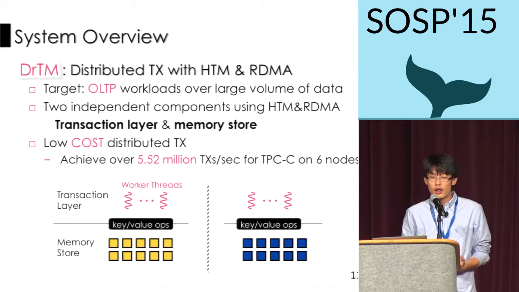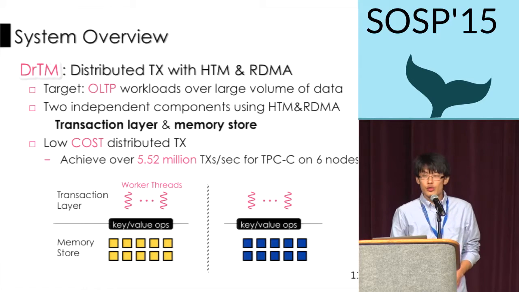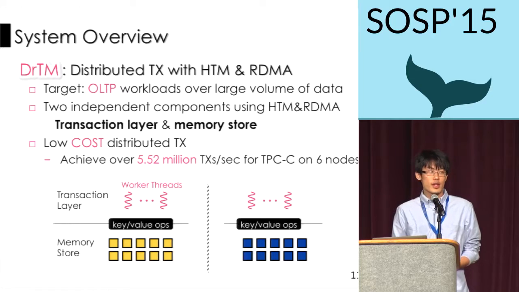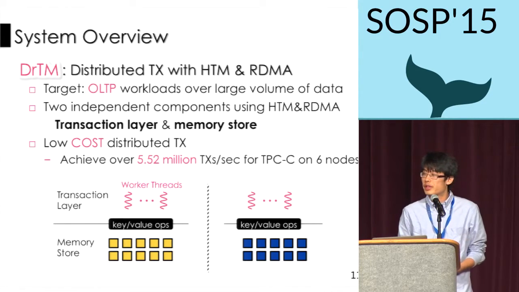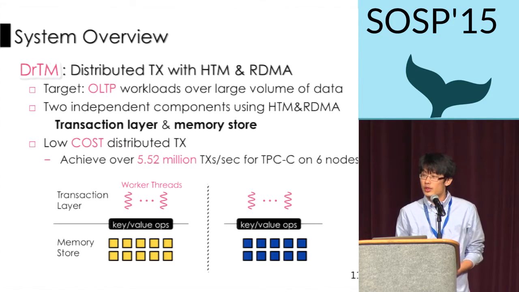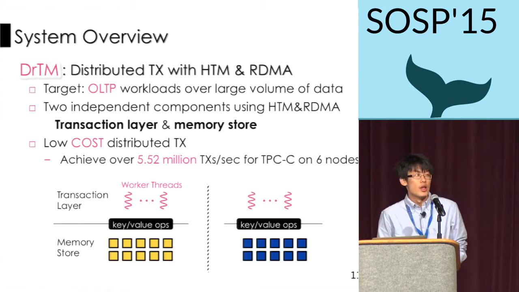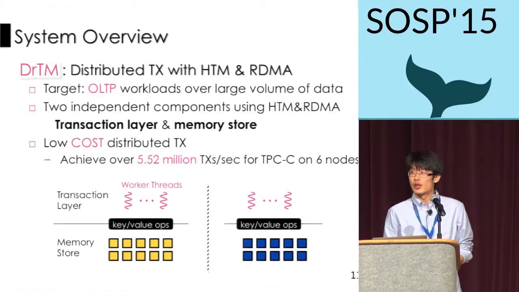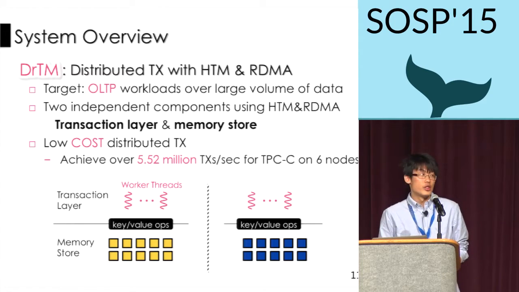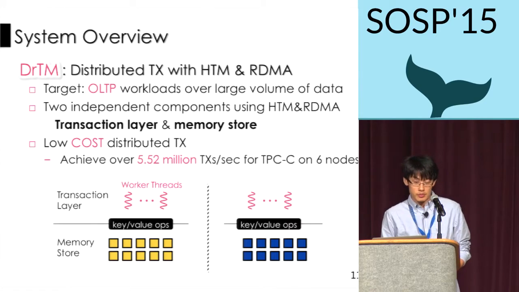We are targeting online transaction processing workloads over a large volume of data. There are two components in our system, a transaction layer and a memory storage layer. For the transaction layer, each transaction request is dispatched to a worker thread at one of the machines, and that worker thread executes the transaction through completion using our concurrency control scheme. The memory store layer provides a general key-value interface for the transaction layer to use. We can achieve over 5 million new-order transactions for TPC-C using only 6 machines.